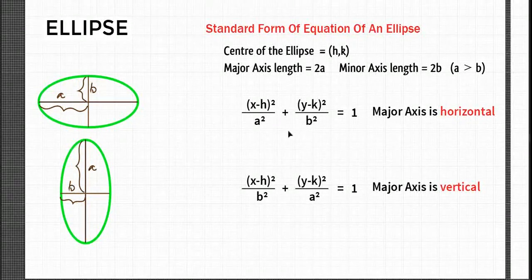When a is greater than b and a is the denominator of x, then this ellipse is horizontal. And the reverse occurs when b is the denominator of x and a is the denominator of y. Still a is greater than b, then the major axis is vertical.